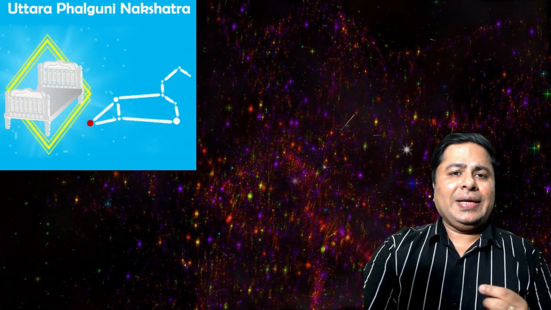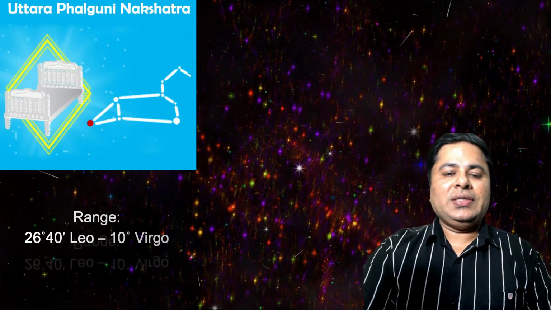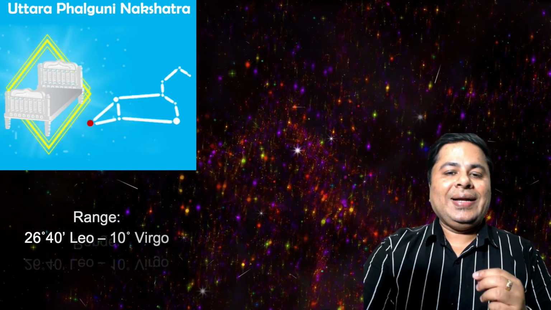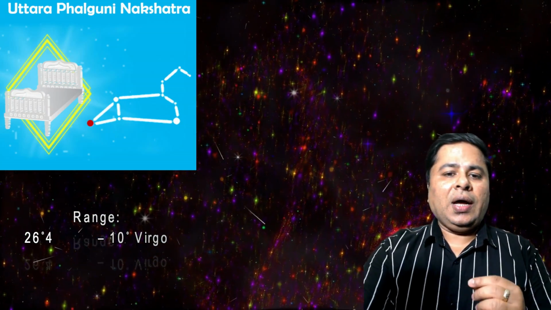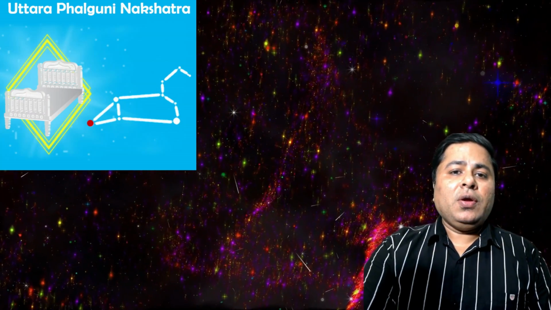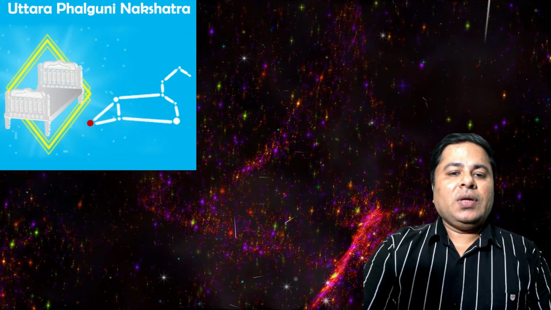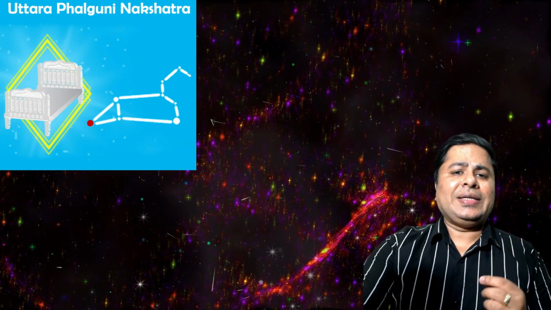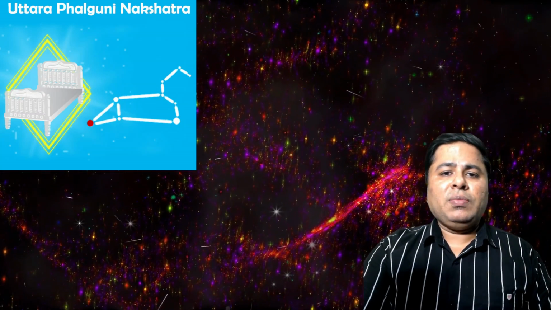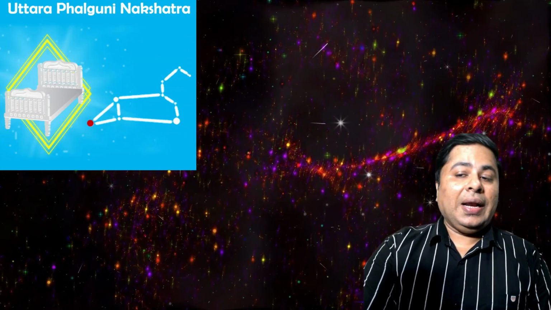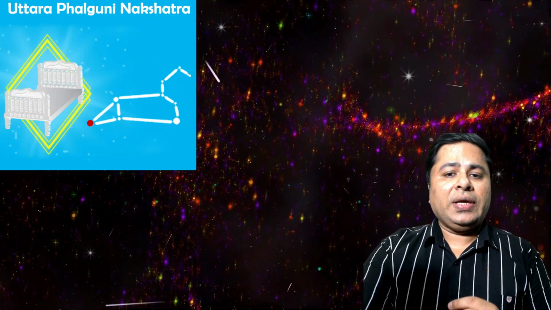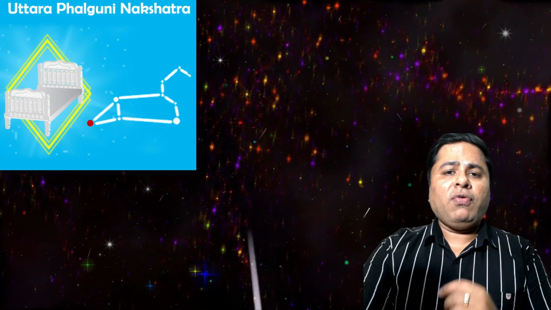The 12th nakshatra Uttara Falguni. It ranges 26 degree 40 ansh of Leo to 10 degree of Virgo. Ruling planet is Sun. Deity is Aryaman, god of friendship. Guna is Rajas. Symbol is bed. Its characteristics. Uttara Falguni symbol is the bed, which is still a symbol of relaxation, but less relaxed and less free-flowing than its cousin Purva Falguni.